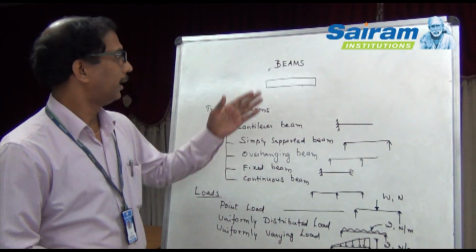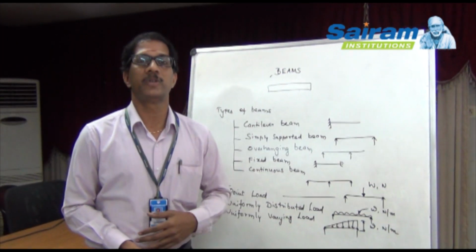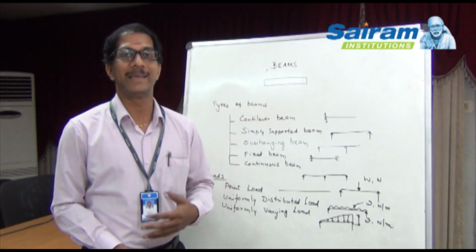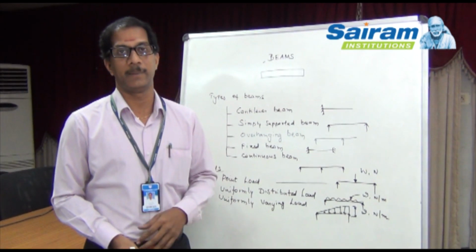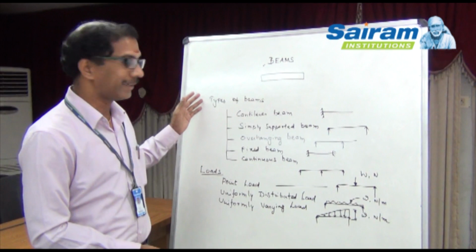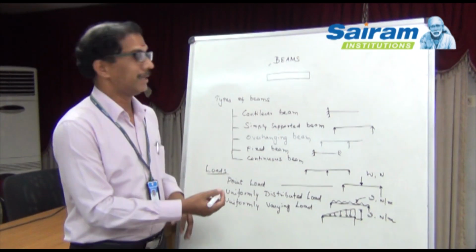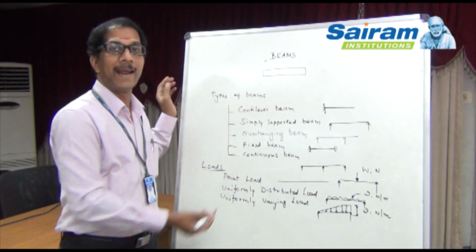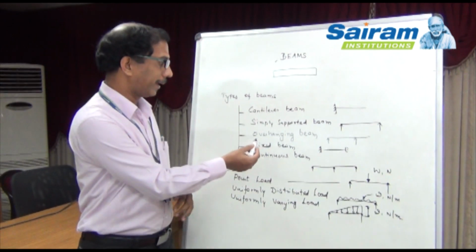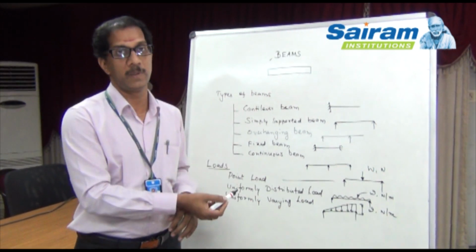And in the beam we're going to talk about shear force and bending moment diagrams, and how we can construct the shear force diagram and bending moment diagram. Before going to that, we'll see what the types of beams and types of loads are. The types of beams are cantilever beam, simply supported beam, overhang beam, fixed beam and continuous beam.